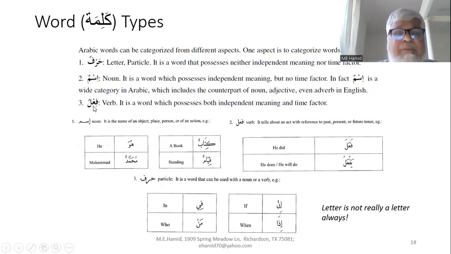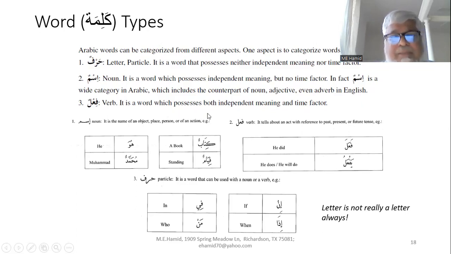For the verb, it is any word that has independent meaning, but it has a time value on it, a time factor added to it. That means it has a tense added to that word, then it becomes a verb.